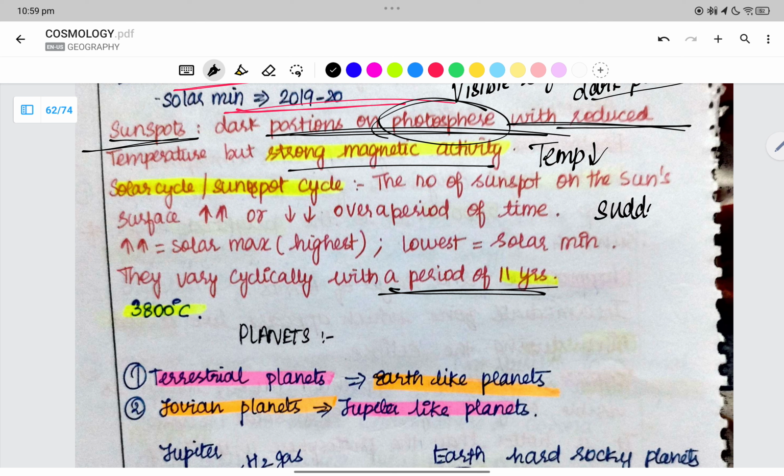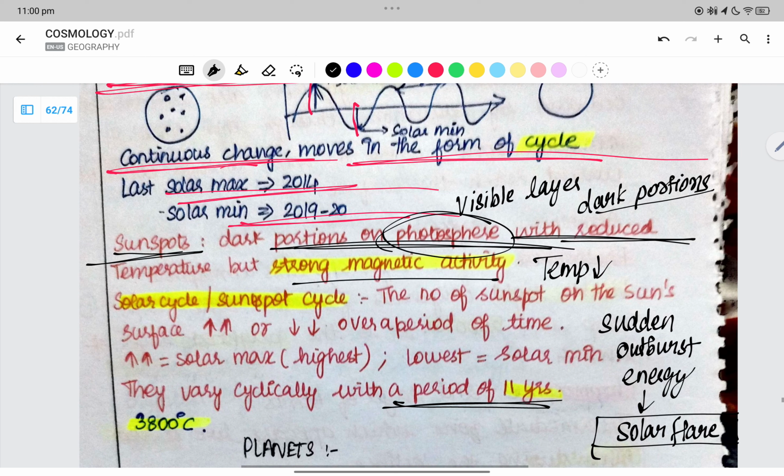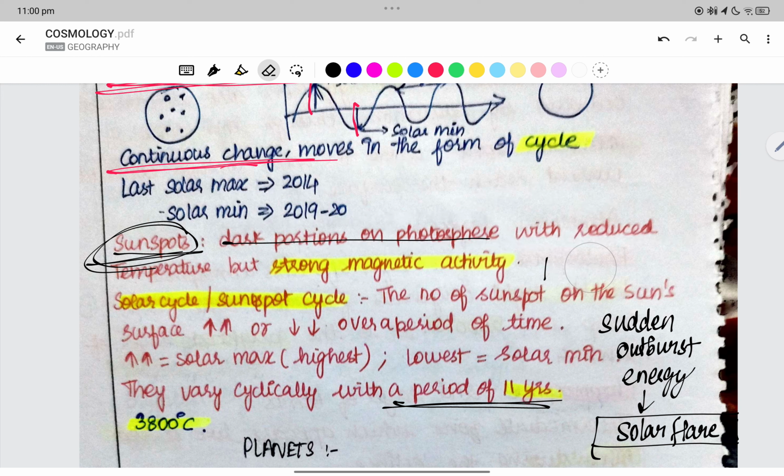Sudden outburst of energy, the solar flare is the sudden outburst of the energy. Right. Now we have sunspots, dark positions on the photosphere with reduced temperature but very strong magnetic activity. The temperature is reduced, but there is very strong magnetic activity.